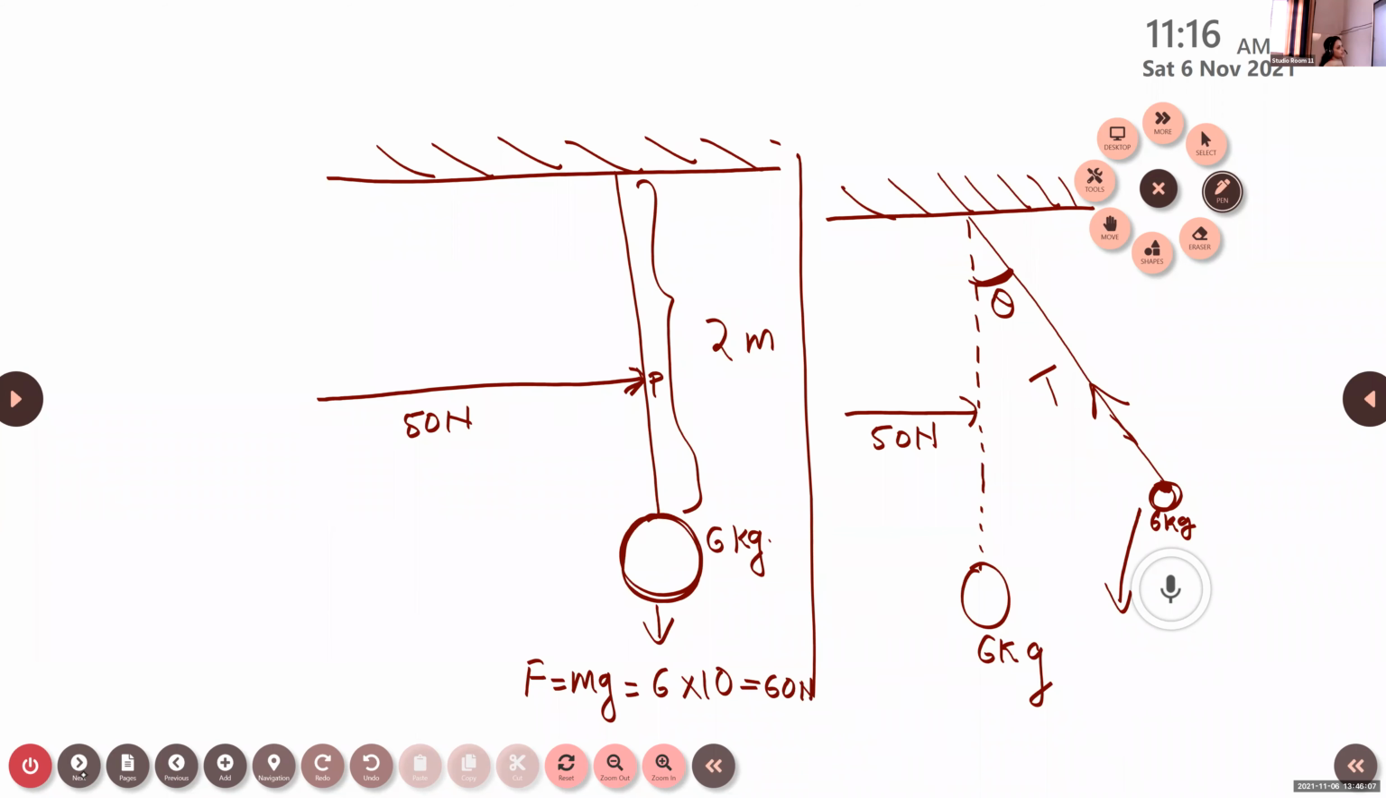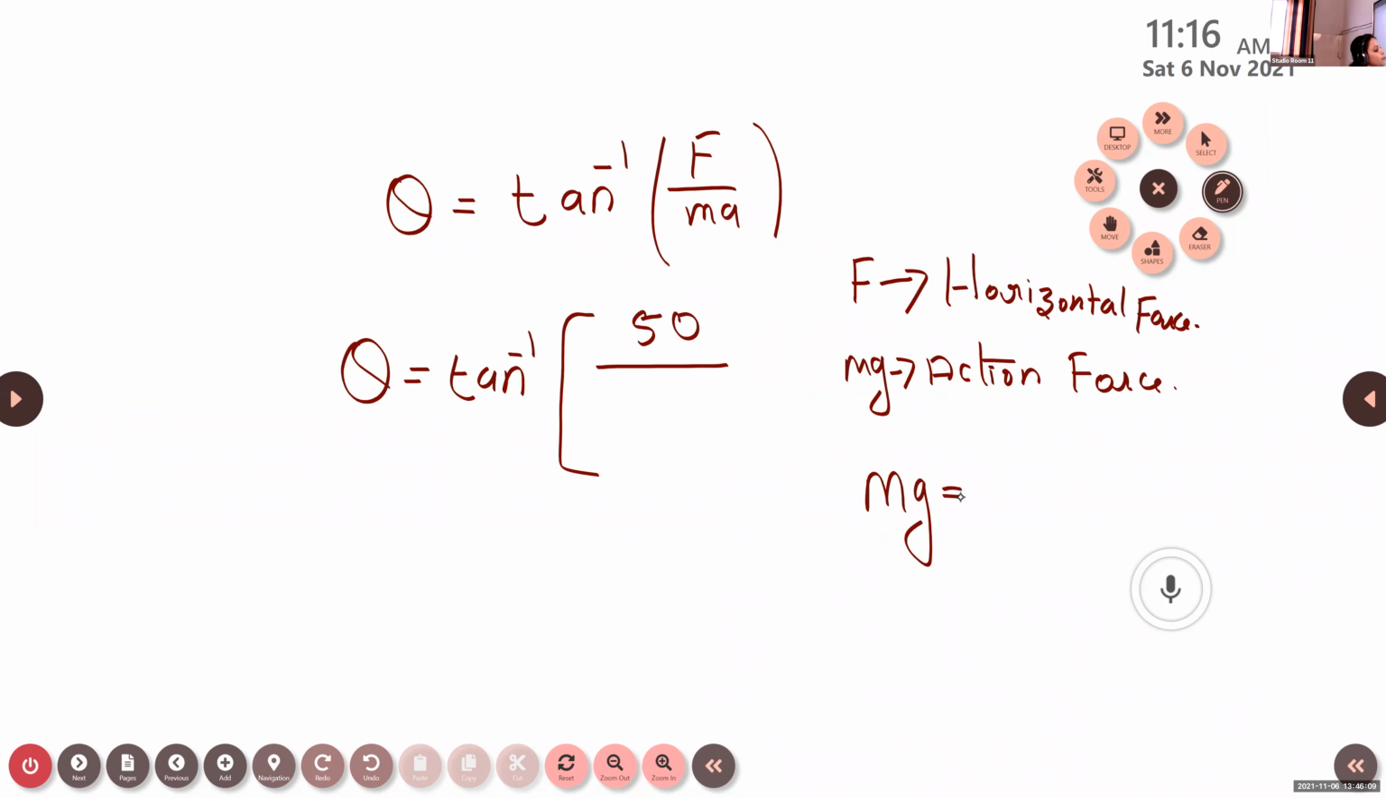So we can substitute the value of mg here. mg is mass 6 and the acceleration due to gravity. For the easiness of calculation, here it is provided as 10 meter per second square. So 6 into 10 is equal to 60 Newton. This is the action force. So here the SI unit is also expressed in terms of Newton. According to our equation, the angle theta is equal to tan inverse F by mg, where F is the horizontal force. The value of the horizontal force is given, it is 50. And here we calculate the value of mg, it is 60 Newton.